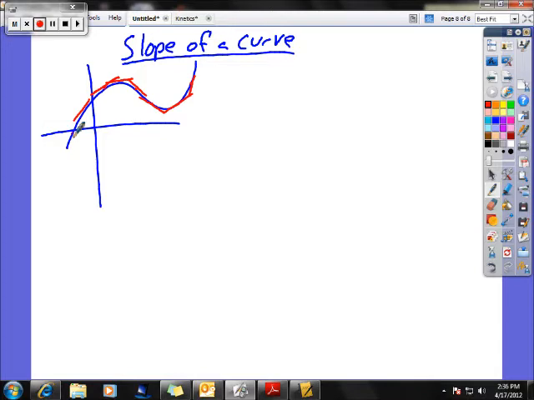As this curve is going up, you can tell that all these slopes are going to be what? Positive slopes. Okay. When the curve goes down, those are going to be negative slopes. Anytime right where it turns around, you're going to have a slope of 0 right where it turns around. Okay. All right. So that's all.